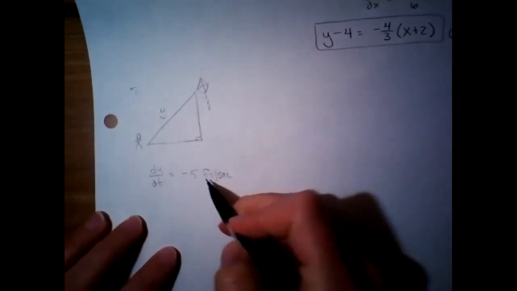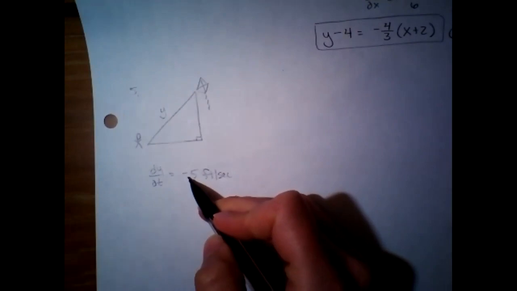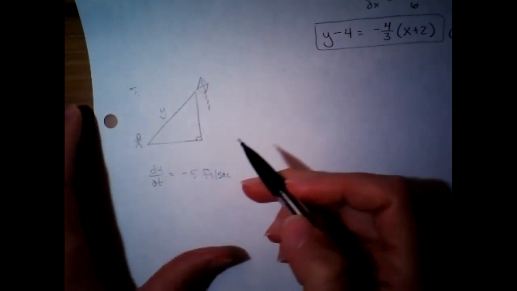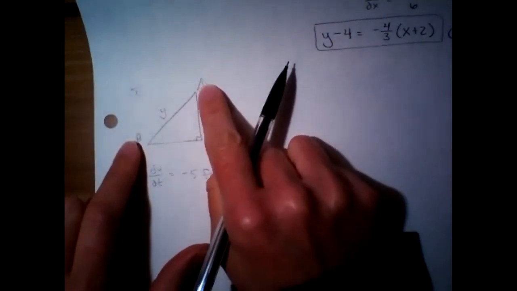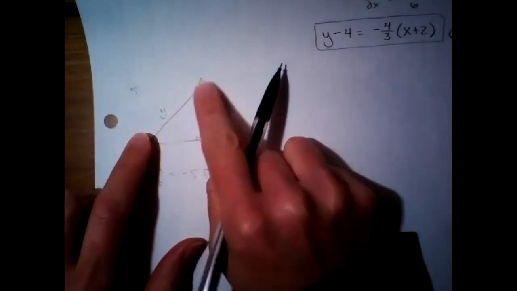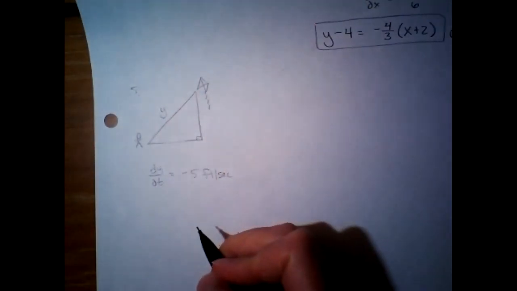Why? Why does that need to be negative? Why would that rate need to be negative? Yeah, good. Moving down, it's decreasing. He's pulling in the string, so this amount of string is decreasing, and the balloon is moving downwards, so perfect. All right, and then let me read what else we're told here.